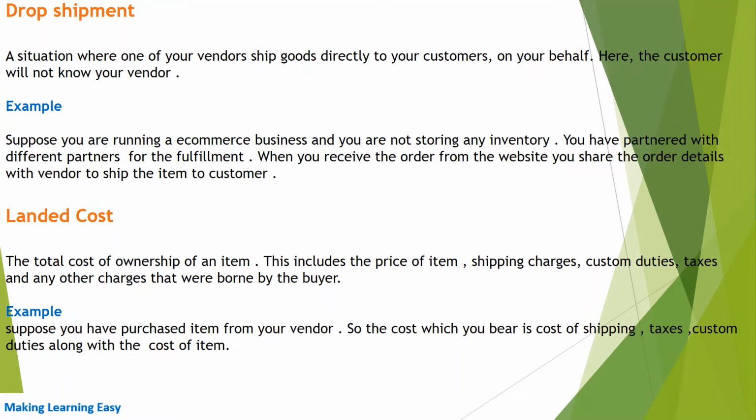What is landed cost? Total cost of ownership of an item is called landed cost. This includes the actual price of the item, shipping charge, custom duties, taxes, or any other charge which are borne by the buyer. Example, suppose you have purchased an item from your vendor. So the cost which you bear is cost of shipping to get the item from the supplier, all the taxes, custom duties. So that is the landed cost.